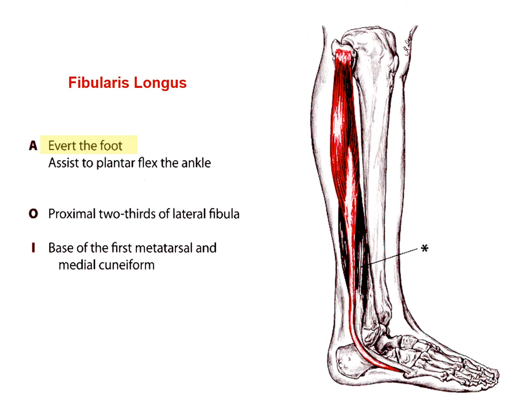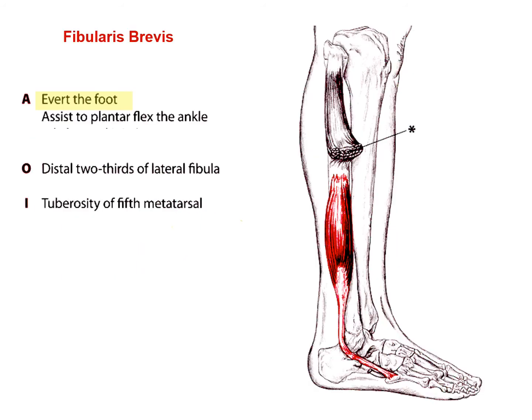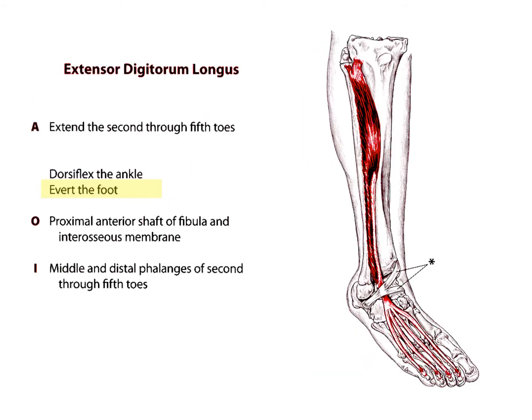The fibularis longus, previously shown to assist with plantar flexion of the ankle, enters the foot on the outside of the ankle and therefore assists with ankle eversion. The fibularis brevis, which was previously shown to assist with plantar flexion of the ankle, also enters the foot on the outside of the ankle and therefore assists with ankle eversion. The extensor digitorum longus, previously shown to assist with dorsiflexion of the ankle, enters on the outside of the ankle and therefore assists with ankle eversion.